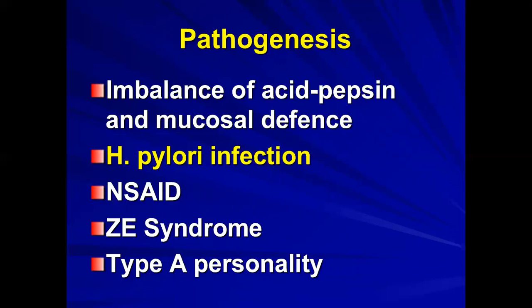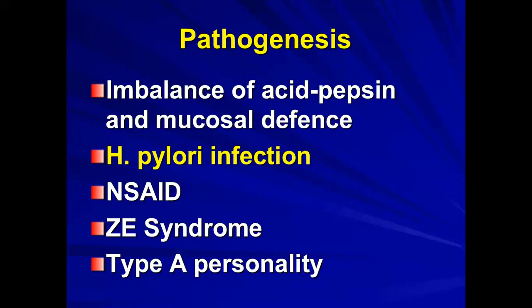Pathogenesis is an imbalance of acid, pepsin, and mucosal defense, which leads to the ulcer. H. pylori infection is the most common infection worldwide which leads to ulcer. NSAIDs are commonly used for rheumatological conditions and joint pains, and overuse of NSAIDs over a prolonged period of time can lead to gastric and duodenal ulcers and gastritis. Zollinger-Ellison syndrome involves hypersecretion of gastrin, which leads to increased ulcer formation.